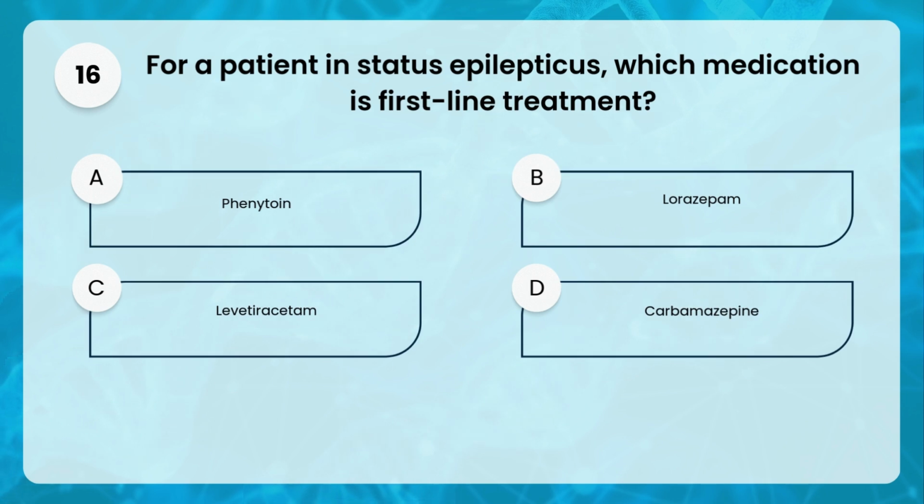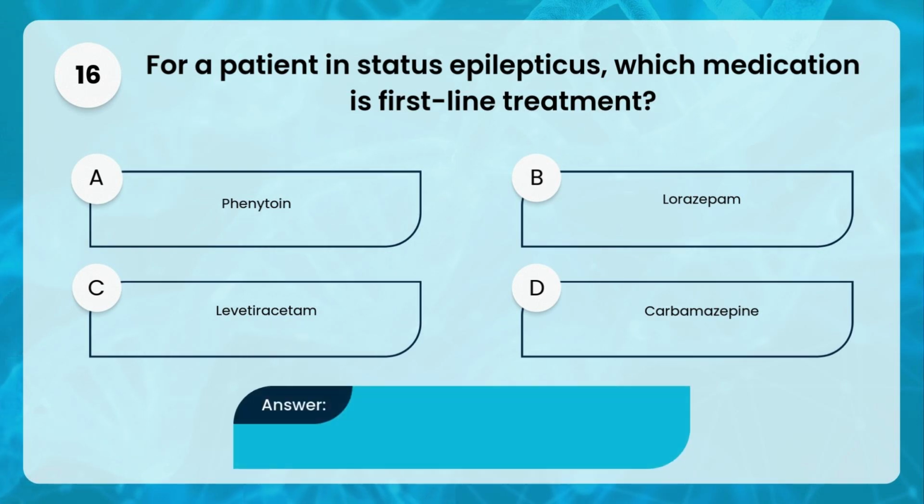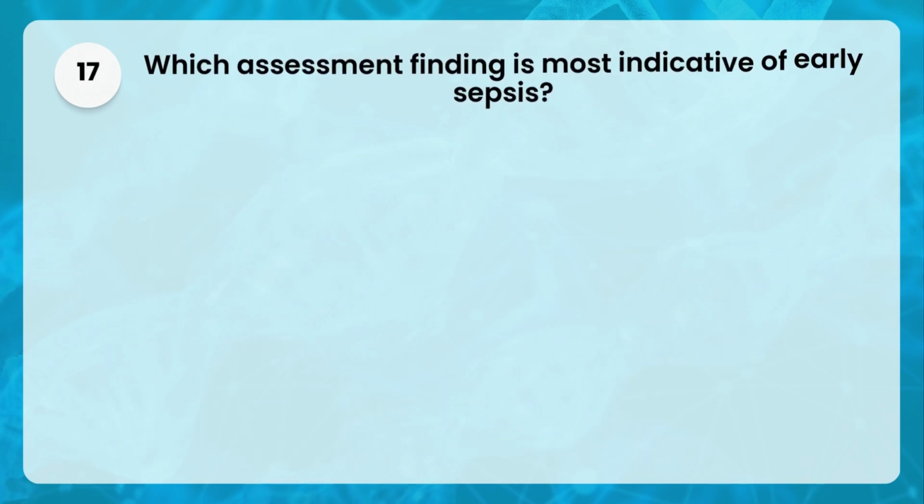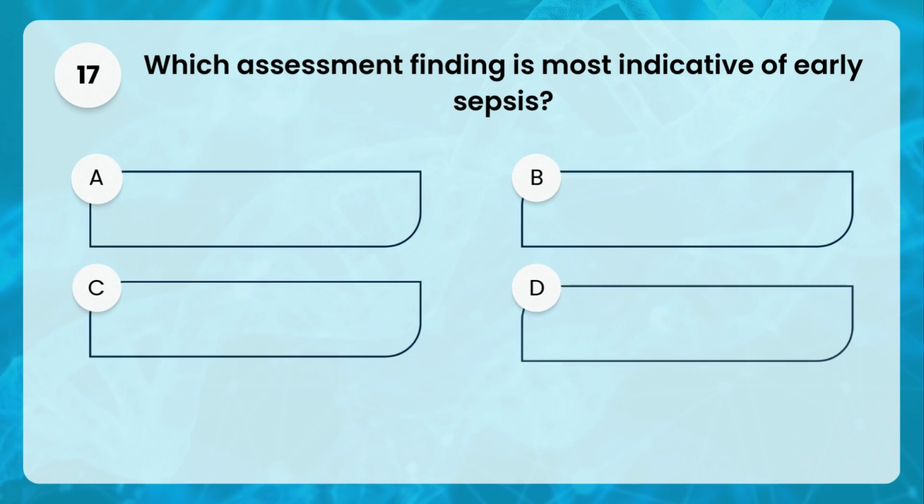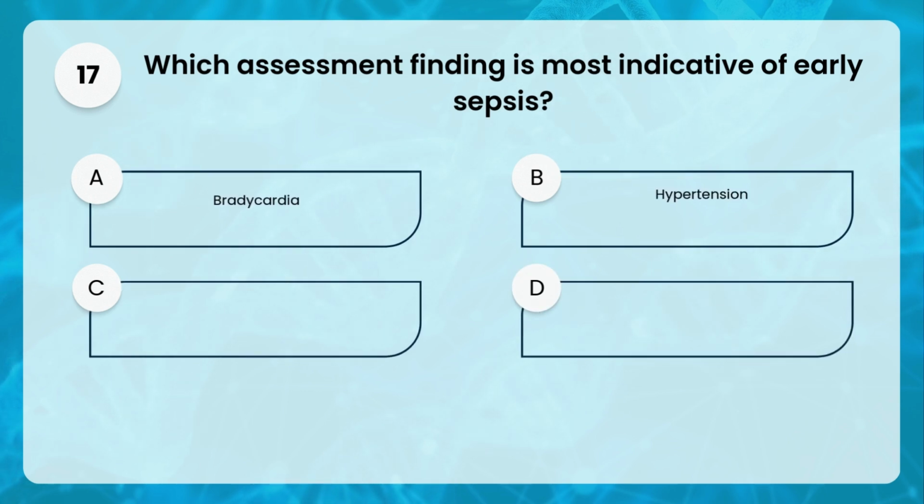Number 16. For a patient in status epilepticus, which medication is first-line treatment? A. Phenytoin. B. Lorazepam. C. Levetiracetam. Or D. Carbamazepine. The answer is B. Lorazepam.